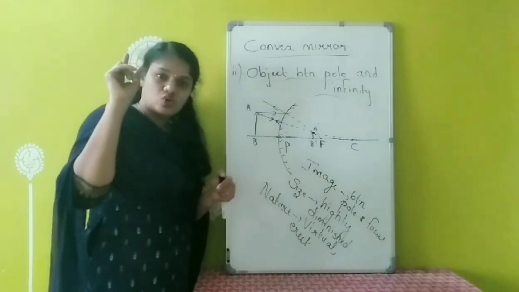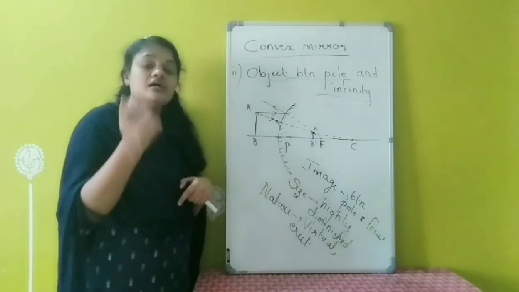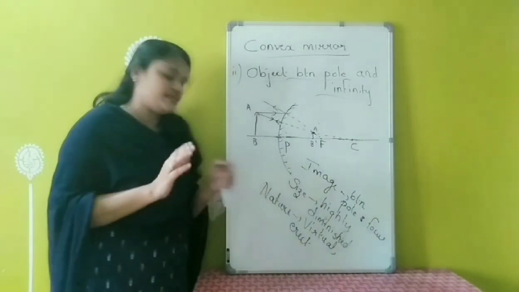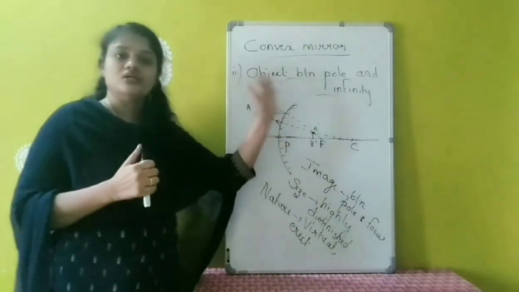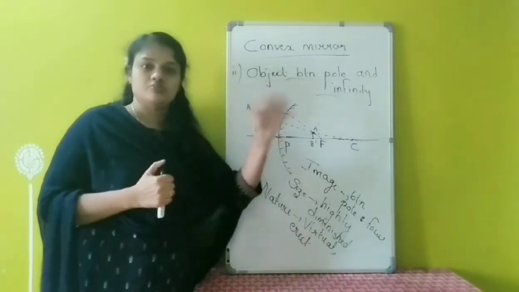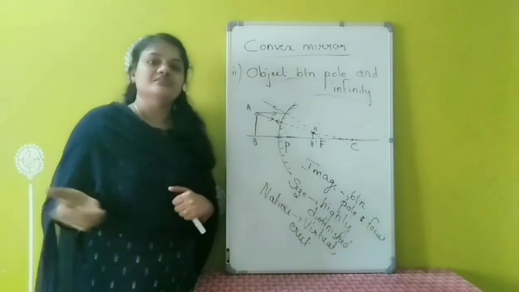But in the case of concave mirror, in the first 5 conditions we are getting real inverted image, and only in the last condition we are getting virtual erect image. So this much about image formation in each one, concave and convex mirror, both spherical mirrors. So next we have to study about the uses of mirrors, that we can see in the next video.